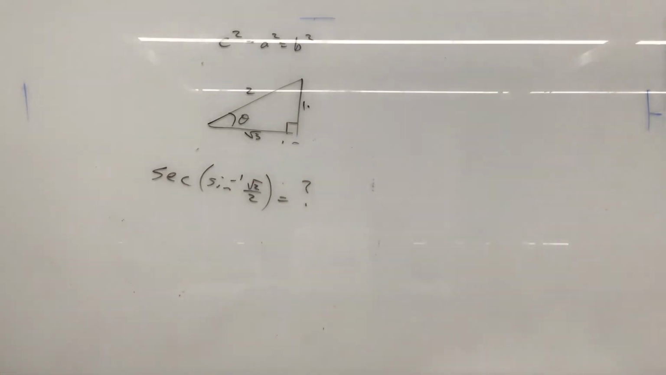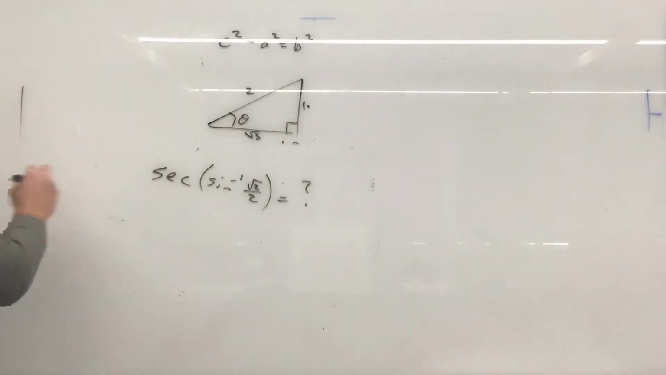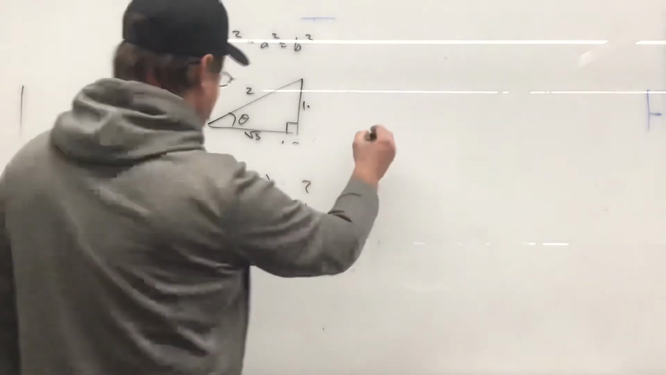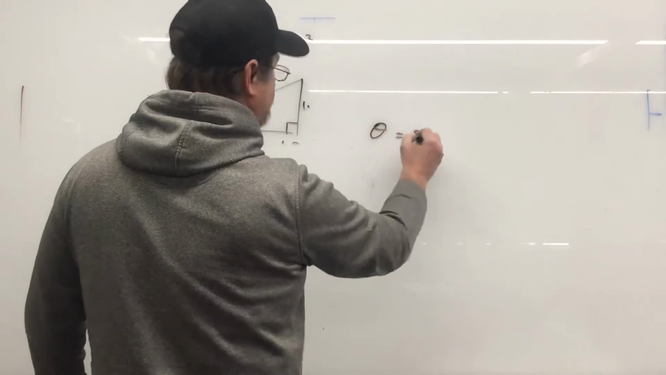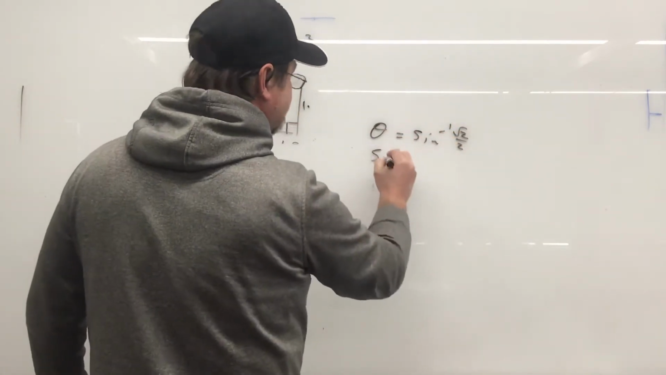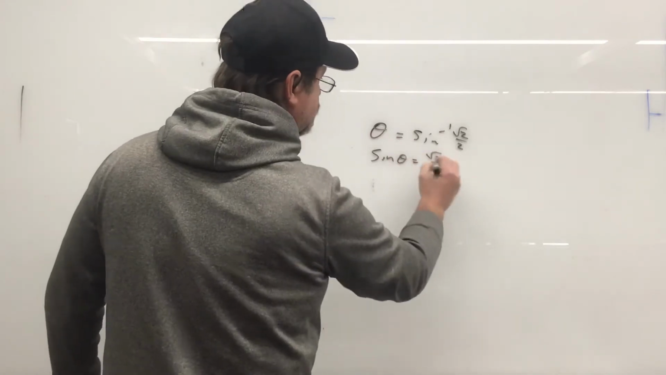And again, what I really want to take out of this is, okay, first thing I want to do, I want to draw this triangle. I want to figure out what this triangle is. And so I look at this triangle and I say, okay, what does that mean? That is saying theta is equal to inverse sine radical 2 over 2, which means that the sine of theta is equal to radical 2 over 2.